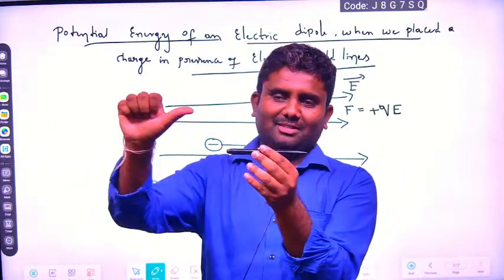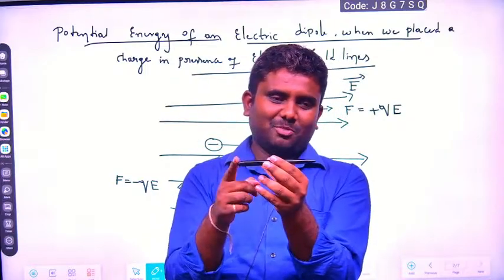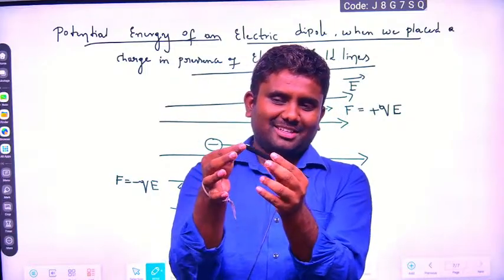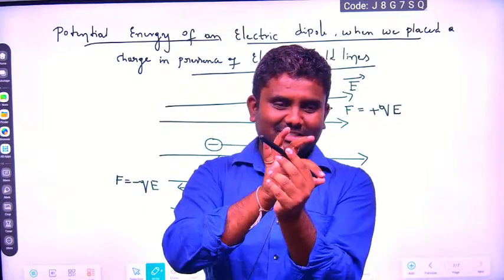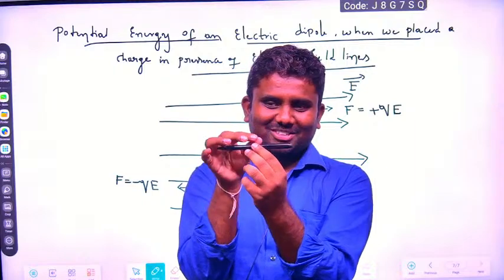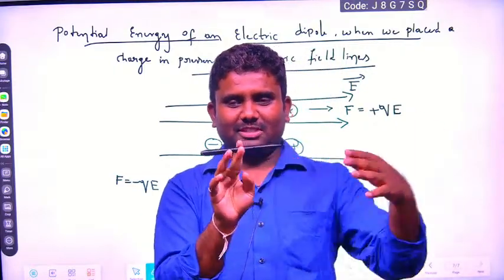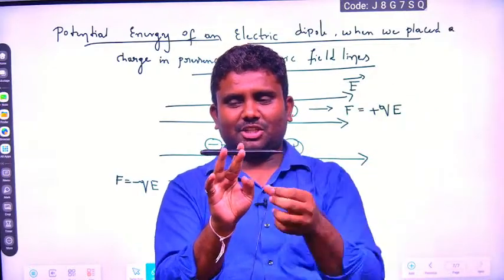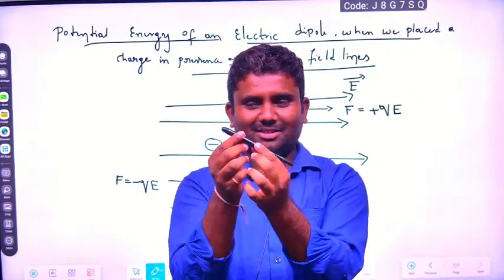Now, for example, this is the electric dipole and the electric field is going like this. What will happen? The positive charge will experience force in the direction of the electric field, and the negative charge will experience force in the opposite direction. That's why it will rotate like this. Now, how will it rotate? It will rotate like this.